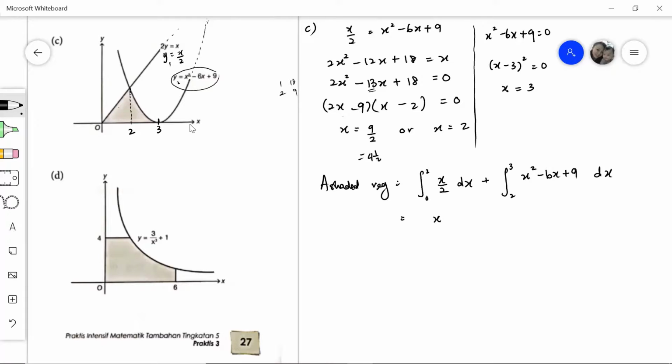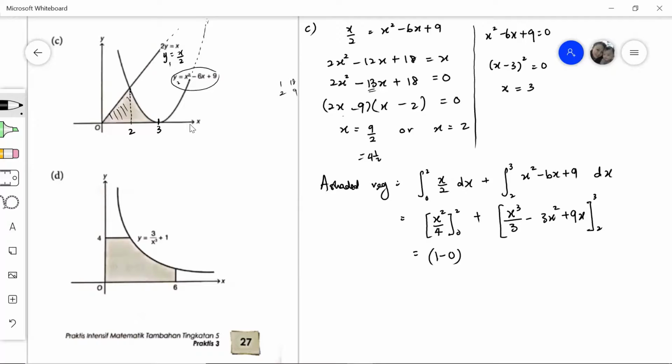So we have x to the power of 2 over 4 from 0 to 2, plus x cubed over 3 minus 3x squared plus 9x from 2 to 3. For this one, we substitute the 2 in. 4 divided by 4 is 1. So 1 minus 0 is still 1. So the area of this part is actually 1.